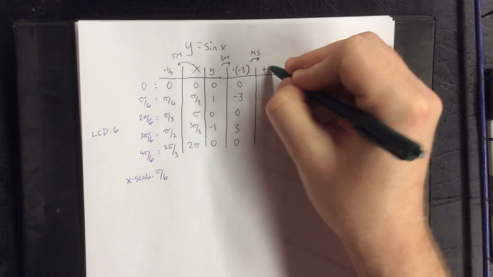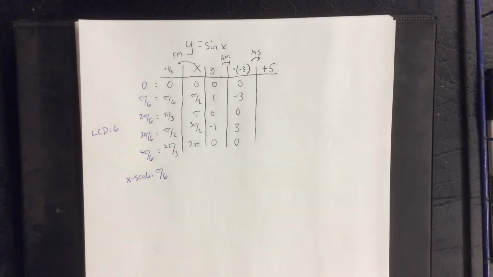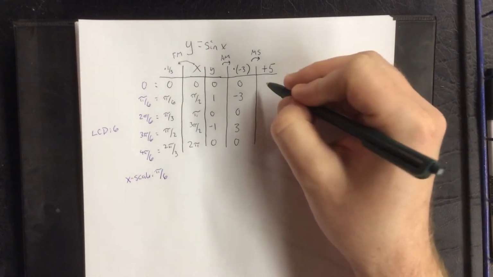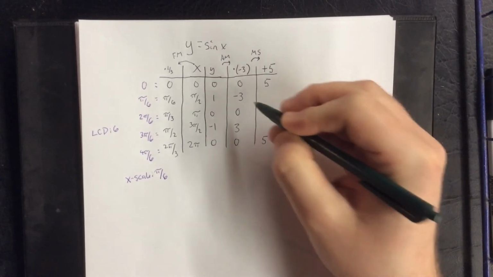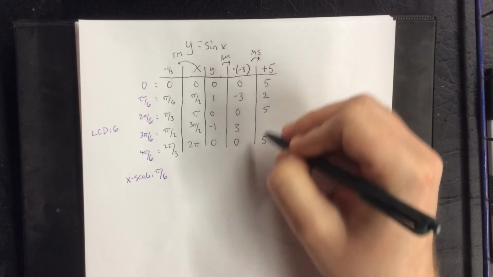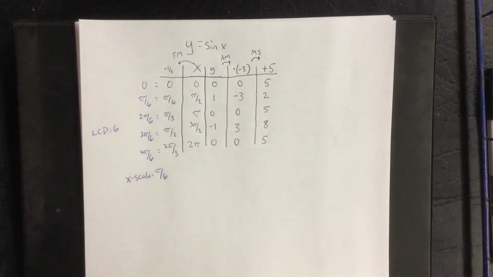This is where we are going to add 5 to all of our y values. So each 0 will become a 5. -3 will become a +2, and +3 will become +8.